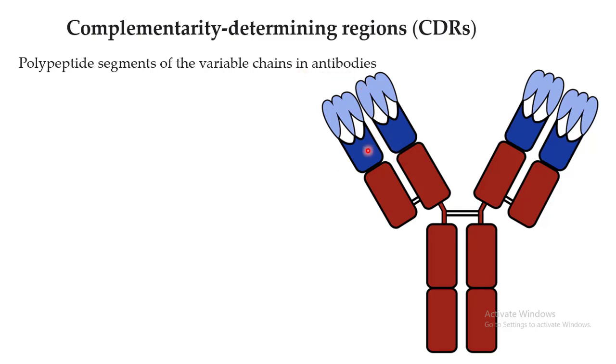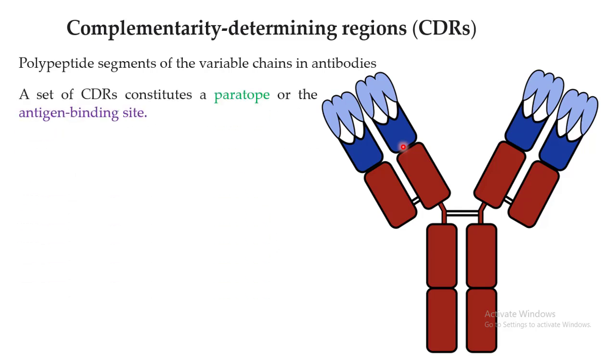So if this is the variable chain of the light chain, for example, and this is the variable chain of the heavy chain, you are going to see these CDRs, these complementarity-determining regions, in the variable region of the light and the heavy chains. Now, these CDRs constitute a paratope, or the antigen binding site. So the paratope, the antigen binding site, and the CDRs actually refer to one and the same thing, and most of the time they are used synonymously.